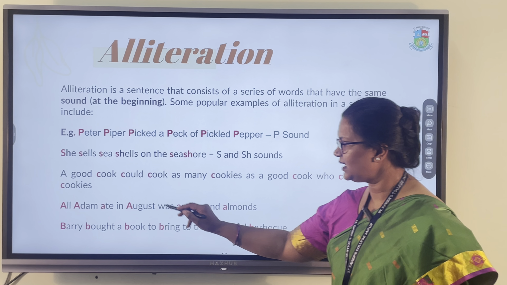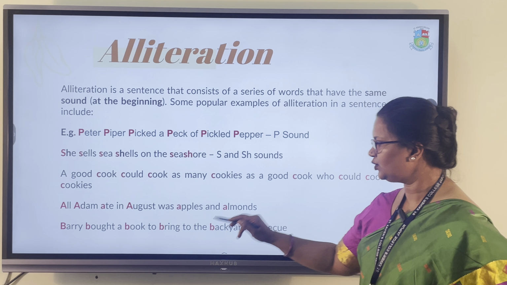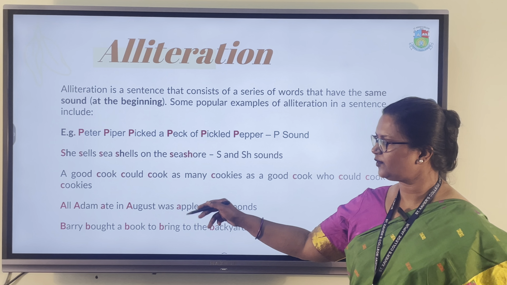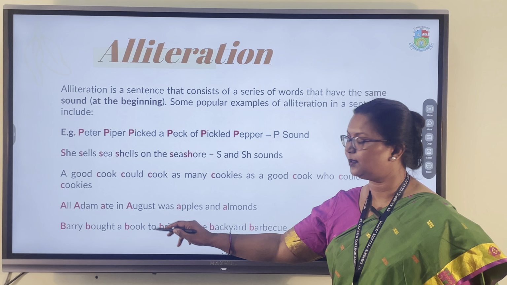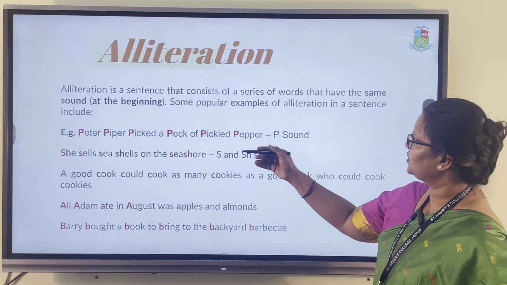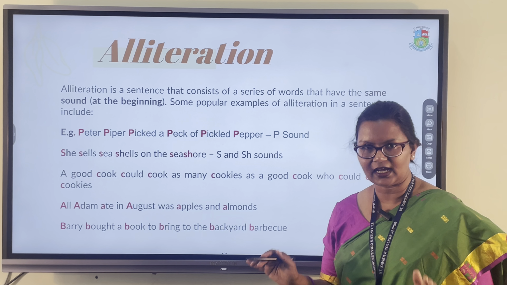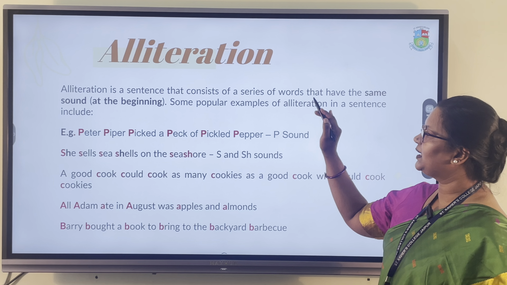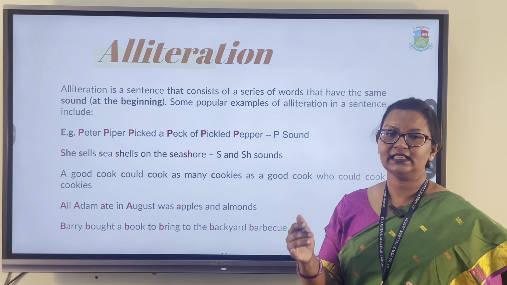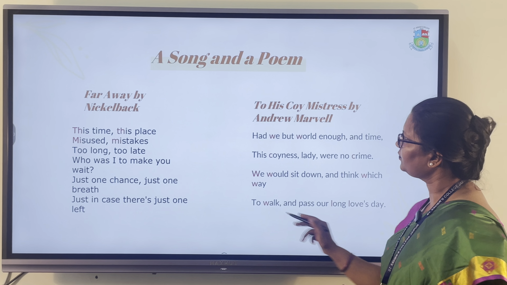All Adam ate in August was apples and almonds. Barry bought a book to bring to the backyard barbecue. So the repetition of the A sound, and the B sound in the next sentence, all of this is alliteration. So alliteration, as we've just seen with these numerous examples of tongue twisters, is nothing but a series of sounds or words repeated, and usually these sounds come at the beginning of the word.